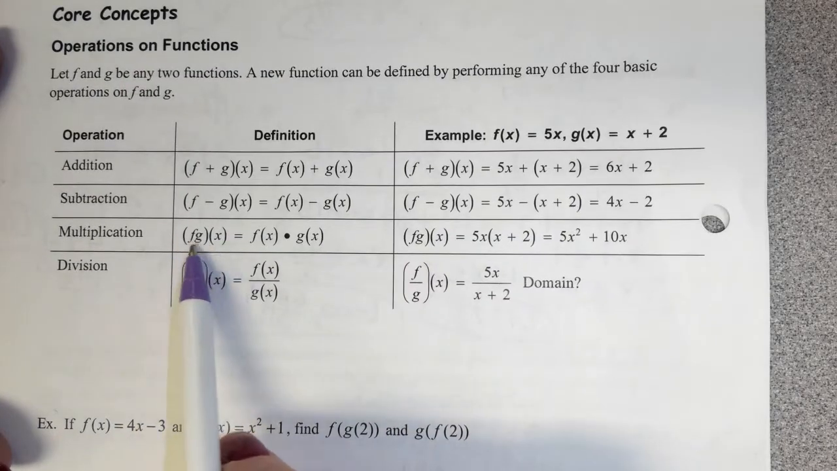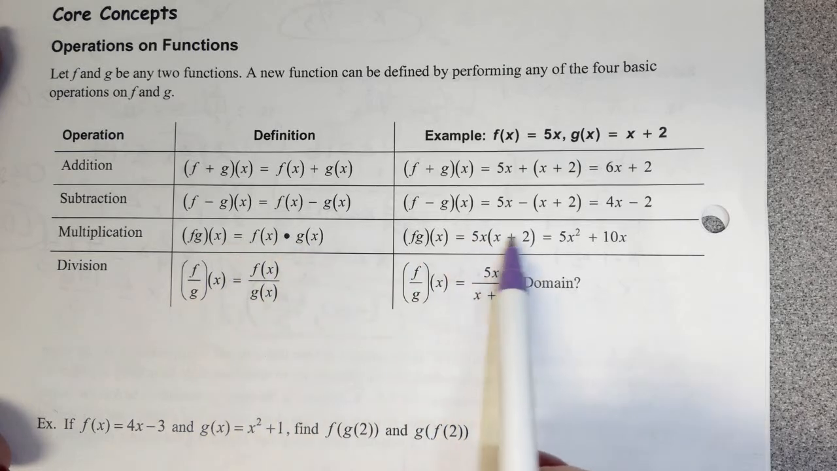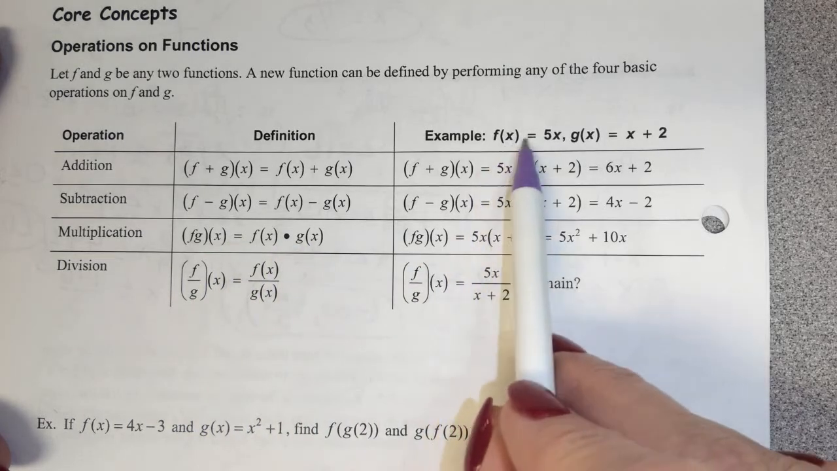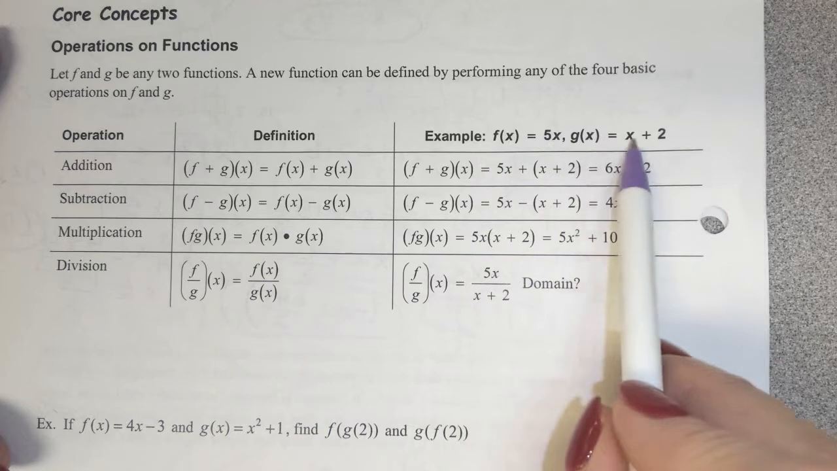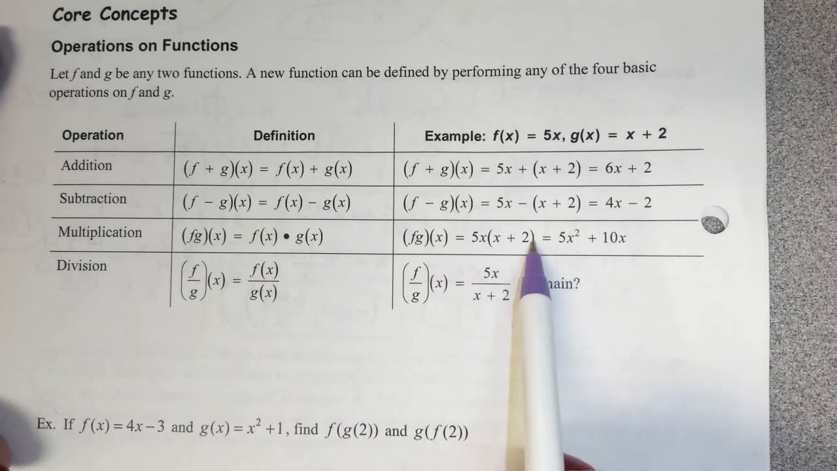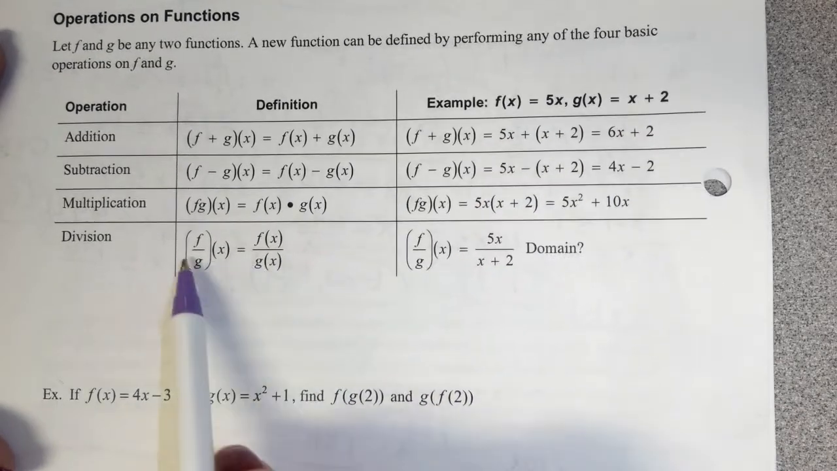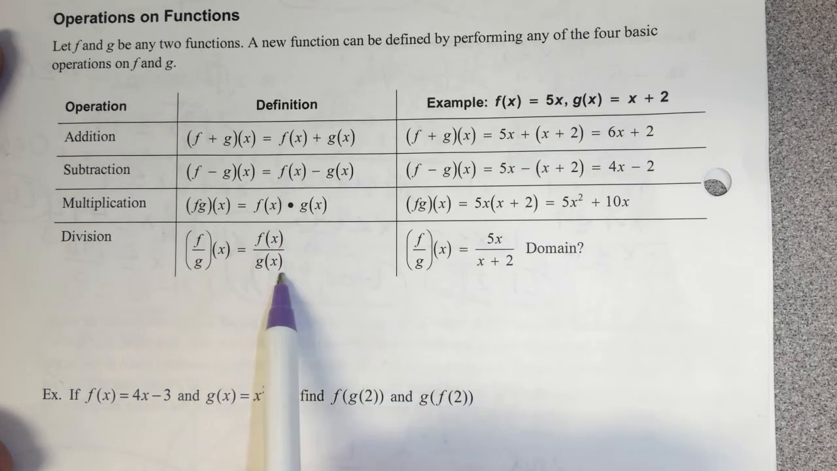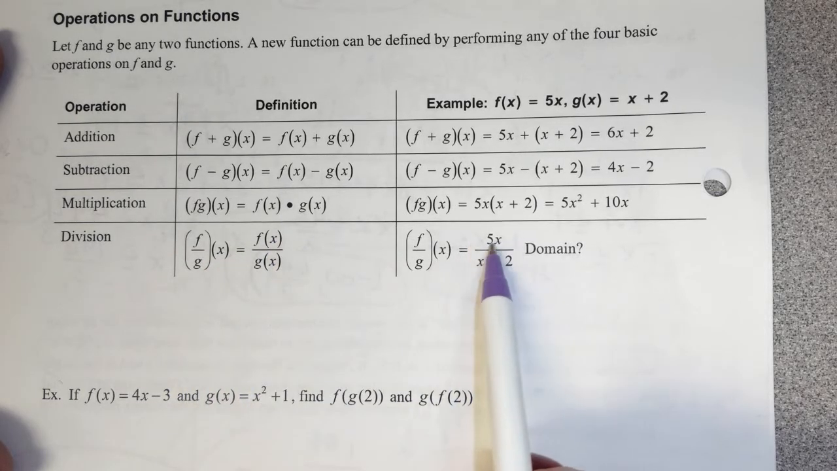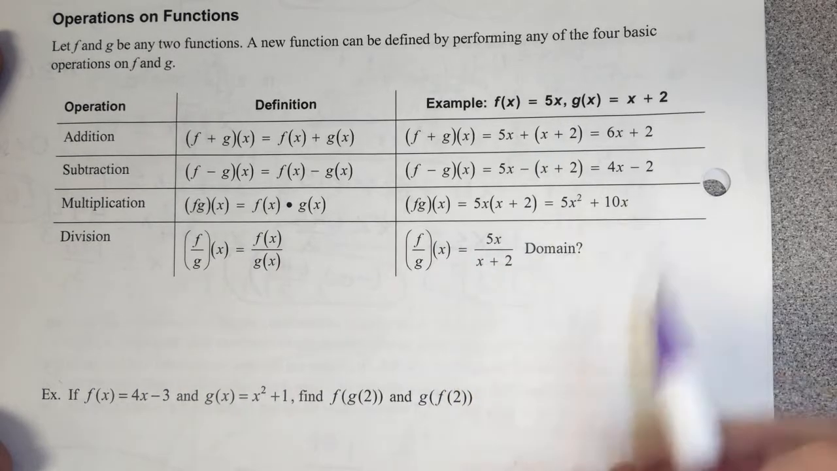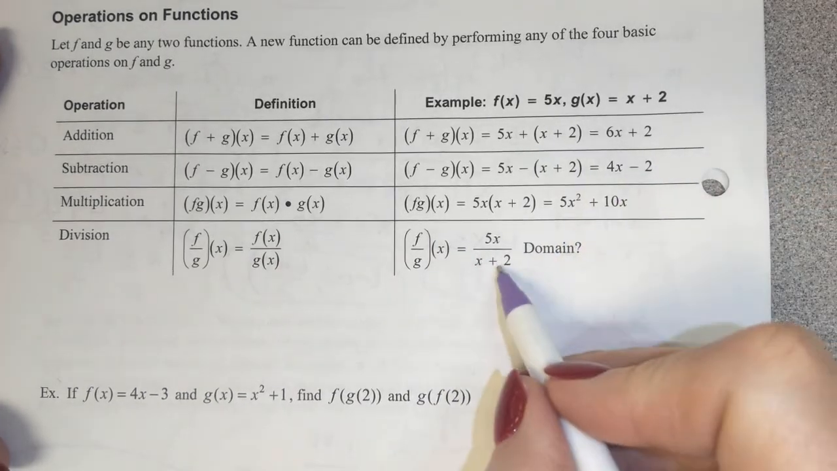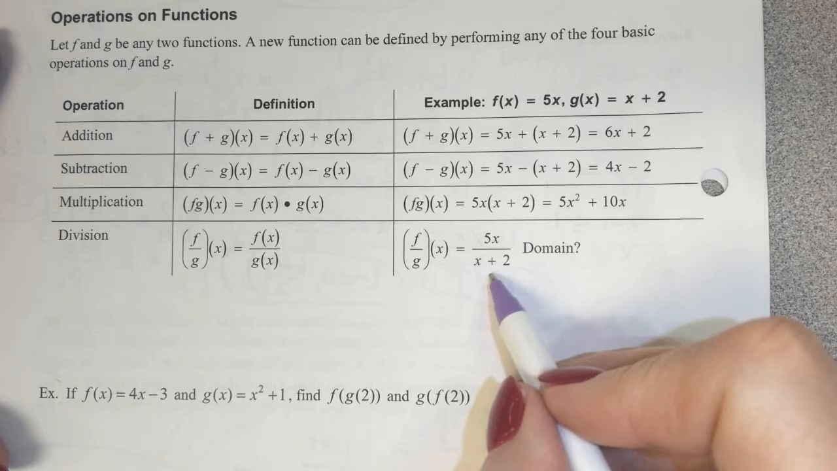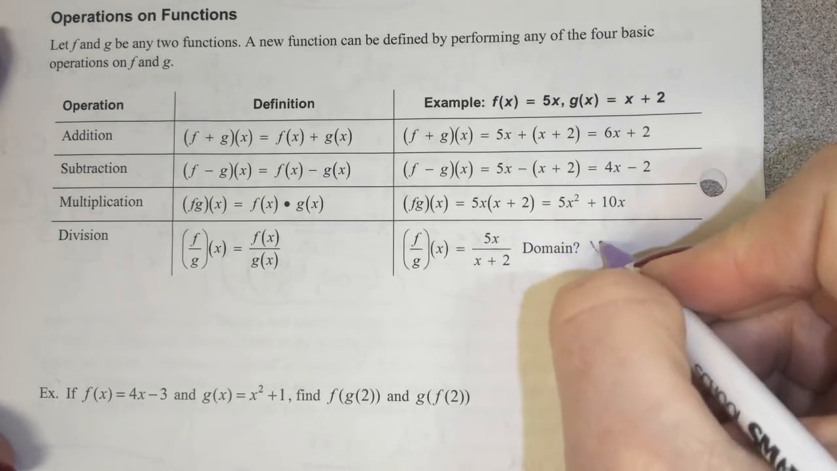When you see this kind of notation, that means you're going to multiply the two functions. So if f of x is 5x and g of x is x plus 2, we just distribute. If we have f over g of x, that means the same as just dividing the two functions. F of x, or 5x over x plus 2. What would the domain be? What value of x can I not use? X cannot be negative 2.